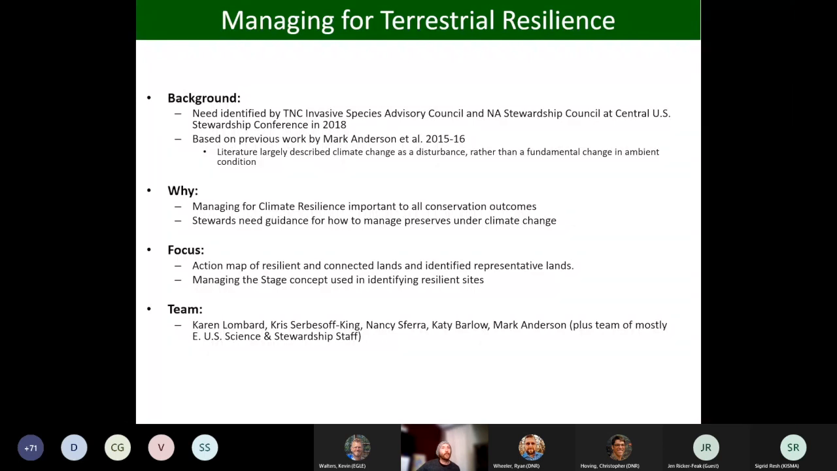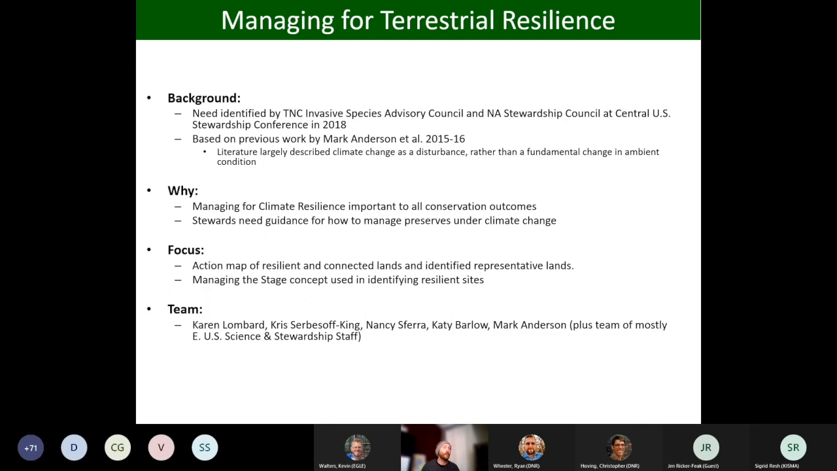But in this realm of management, there was a need that was not addressed directly by that mapping tool. It was identified at a conference that TNC had in 2018. It was picked up by our Invasive Species Advisory Council, and it was based on the work of Dr. Mark Anderson, who led the Resilient Connected Network mapping project. He was frustrated that the literature at the time, 2015, 2016, largely described climate change as a disturbance rather than a fundamental change in ambient condition, which is kind of stuff that Chris was talking about as well.